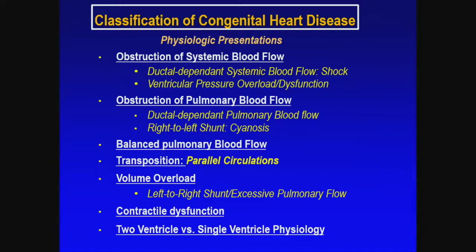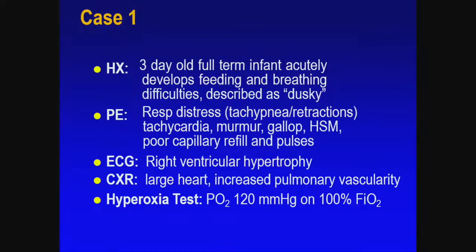And then you can have a balanced pulmonary blood flow and systemic blood flow, transposition, where the circulation is in parallel, volume overloaded condition, left to right shunt, which I will talk extensively after my break. There is contractile dysfunction, and lastly, two ventricle versus single ventricle physiology. So this is how we are going to approach this. So I'm going to go through a variety of cases to illustrate some of the issues associated with these heart disease and their presentation.